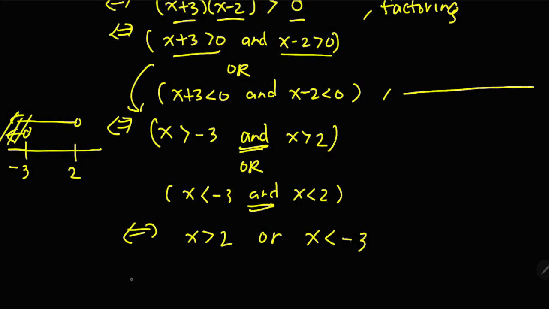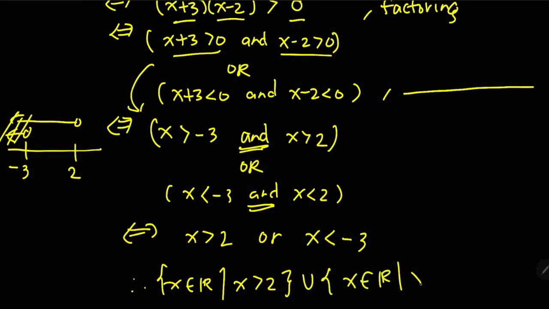The solution set is the set of all real numbers such that x is greater than 2, union the set of all real numbers such that x is less than negative 3. Of course, we know that OR means union.